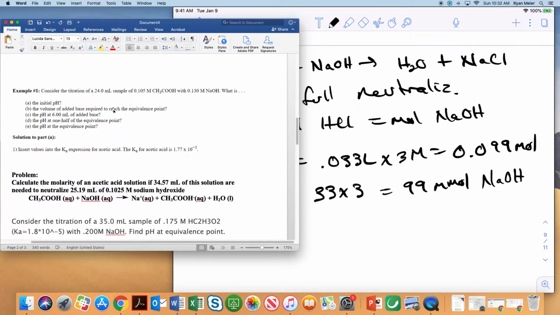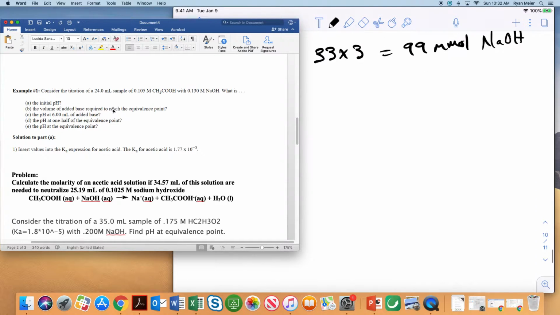Consider the titration of a 24.0 milliliter sample of 0.105 molar acetic acid with 0.130 molar sodium hydroxide. It asks A, what is the initial pH? This is actually pretty similar to the titration page that I sometimes have on tests. The initial pH would be before any sodium hydroxide gets added. All we have is acetic acid.